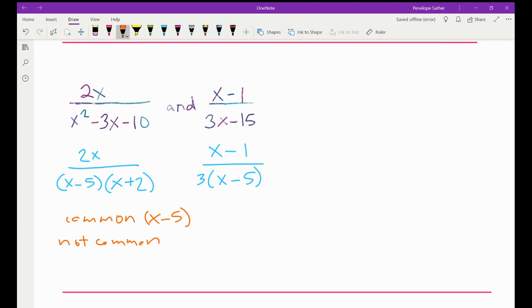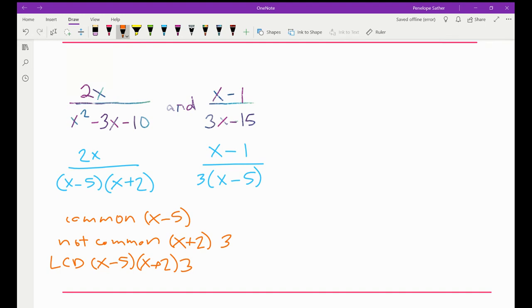On the left, you have an x plus 2 that isn't in the fraction on the right. We also have the number 3 that is on the right, but not on the left. So whenever we put together our LCD, we need all of these things. So the LCD is going to be x minus 5, x plus 2, and the number 3.